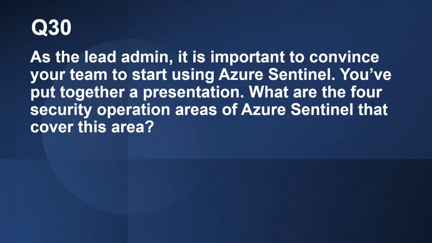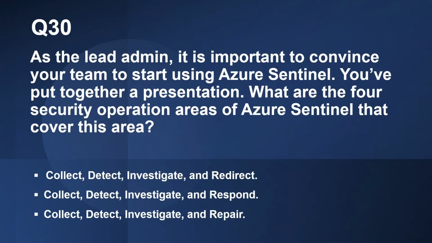Let us look into the last question on this episode. Question number 30. As the lead admin, it is important to convince your team to start using Azure Sentinel. You have put together a presentation. What are the four security operation areas of Azure Sentinel that cover this area? Options are collect, detect, investigate, and redirect. Collect, detect, investigate, and respond.